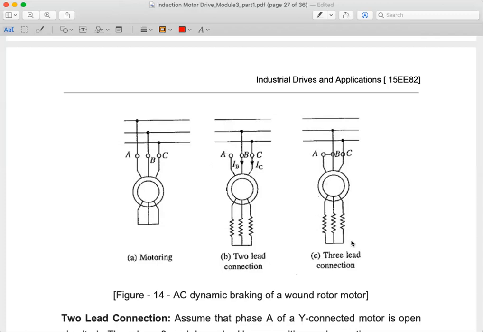When I say three lead connection, this A phase is not connected to the supply, but is connected to the B phase. So this looks like single phasing. This is exactly the case of single phasing. One phase is out. If it is just out, we'll call it a two lead connection. If it is out and gets shorted with another phase, so A and B are shorted, we'll call that a three lead connection. So these are the two options that are possible.